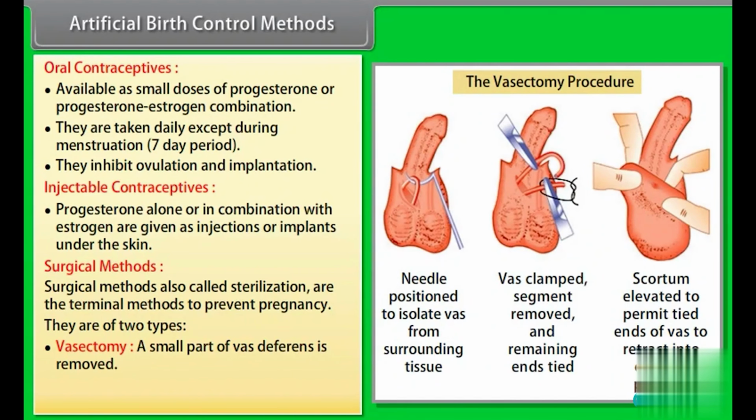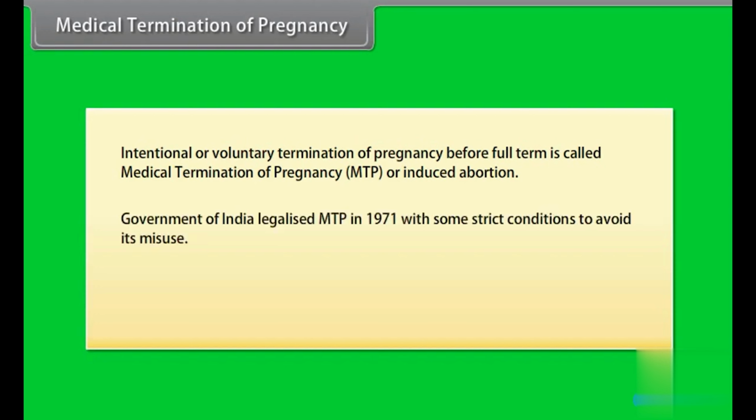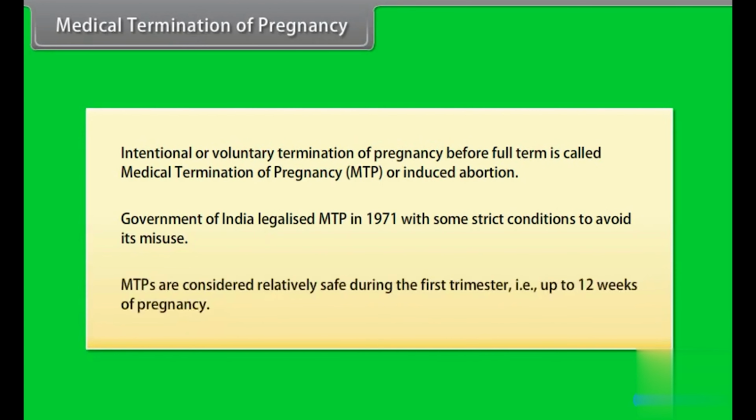Medical termination of pregnancy. Intentional or voluntary termination of pregnancy before full term is called medical termination of pregnancy, MTP, or induced abortion. The Government of India legalized MTP in 1971 with some strict conditions to avoid its misuse. MTPs are considered relatively safe during the first trimester, that is, up to 12 weeks of pregnancy.